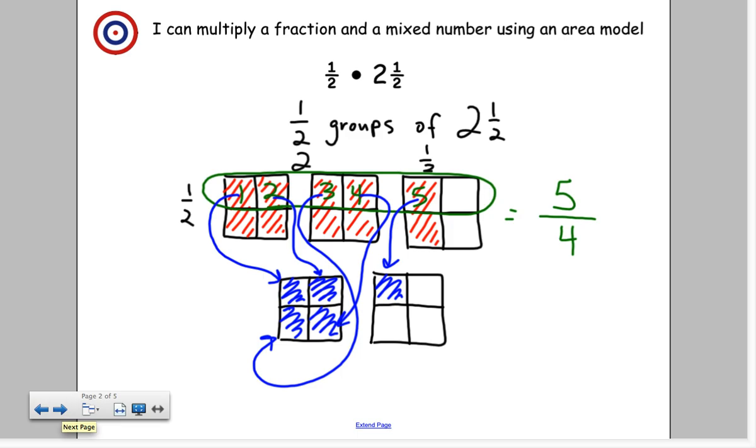Now, what I can see here by just transferring these sections into a new model is I have one whole amount and I have 1/4 of another. So 1/2 groups of 2 1/2, or 1/2 times 2 1/2, is the same thing as 1 1/4.